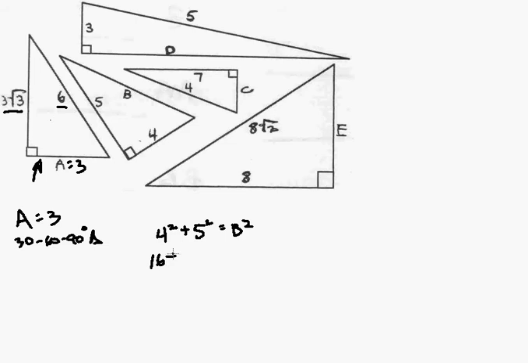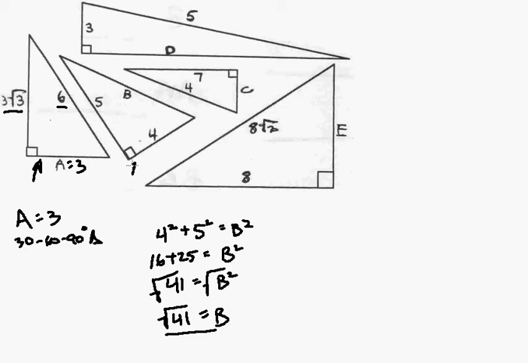So we have 16 plus 25 equals B squared, which is 41 equals B squared. And the way to undo a square is to square root it. So what we do to one side of the equation, we do to the other. The square and the square root cancel each other out, and all you get is B, and we have the square root of 41. And that's the answer for this triangle.